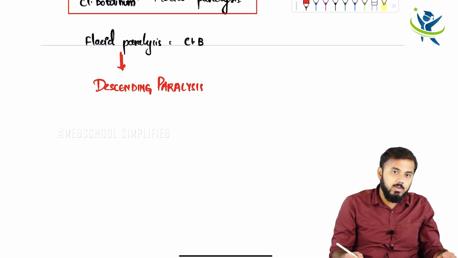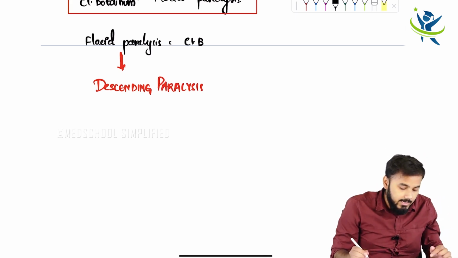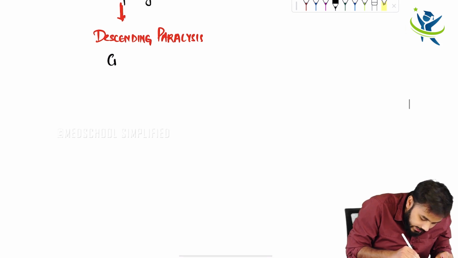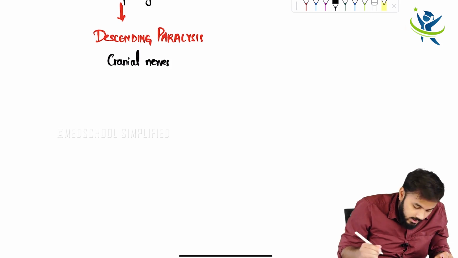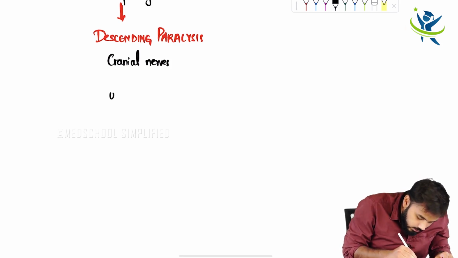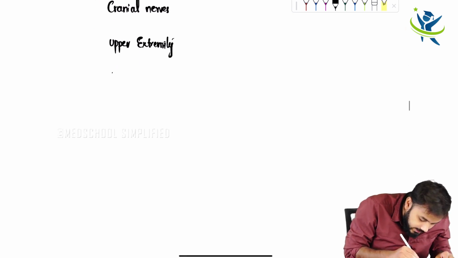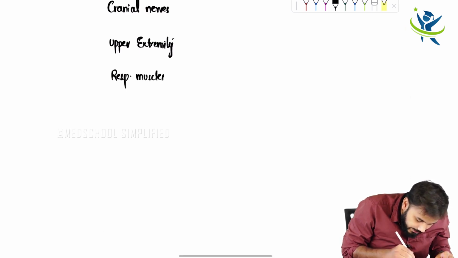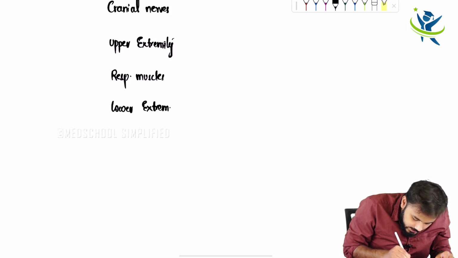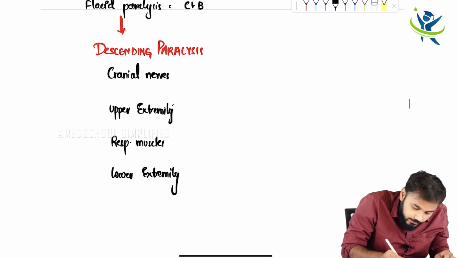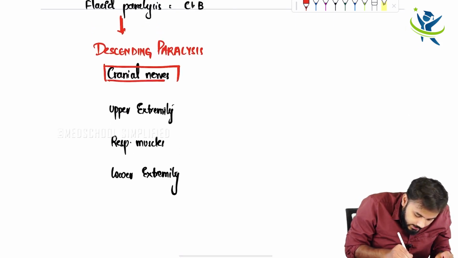This type of paralysis is called descending paralysis. What do I mean by descending paralysis? The paralysis starts in the cranial nerves. From the cranial nerves, the paralysis will come to the upper extremity. After the upper extremity, the paralysis will go down to the respiratory muscles. After the respiratory muscles, it goes down to the lower extremity. Right? So first, the paralysis you see in the cranial nerves.